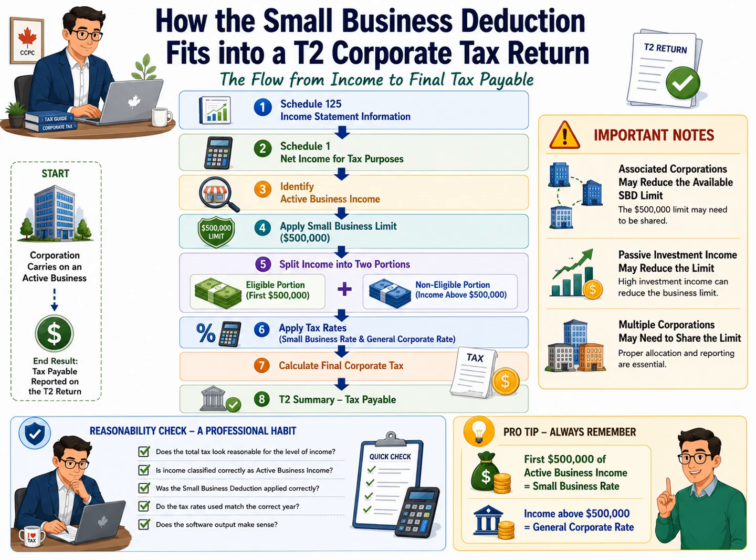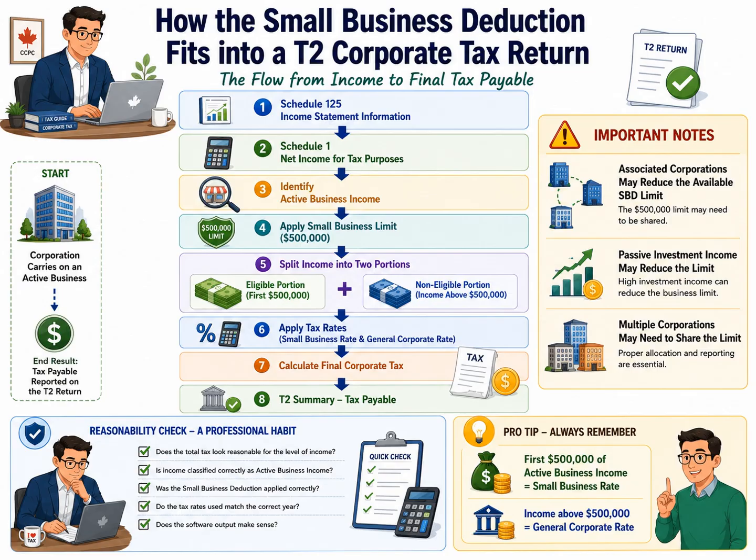Now that we've learned how the small business deduction is calculated, let's see where it fits into the overall T2 corporate tax return preparation process. Everything begins with the corporation's accounting records. The financial information is first reported on Schedule 125, which contains the corporation's income statement information. This provides the starting point for calculating taxable income. Next, the information flows into Schedule 1, where accounting income is adjusted to arrive at net income for tax purposes. These adjustments account for items that are treated differently for accounting and tax purposes.